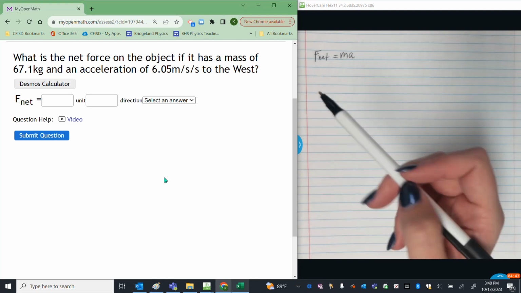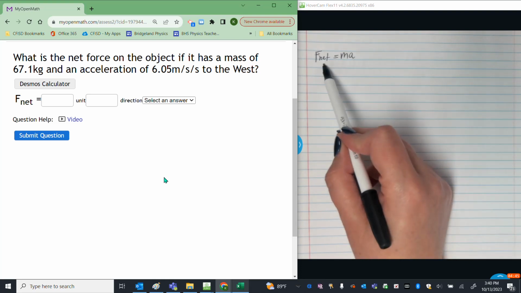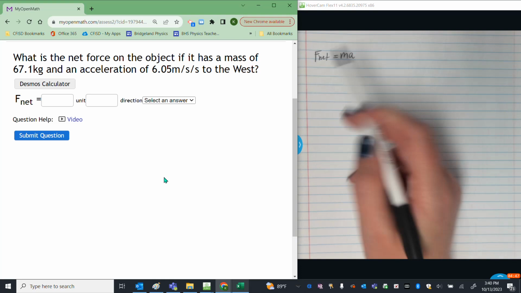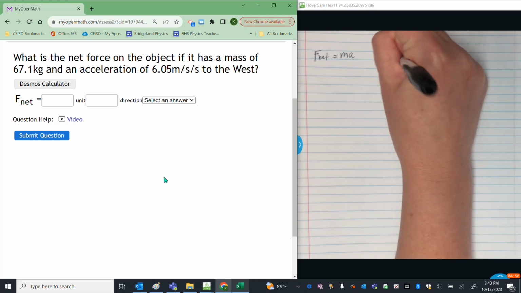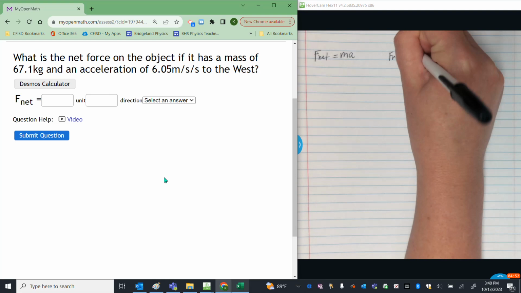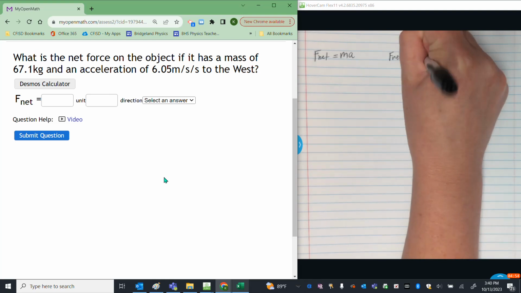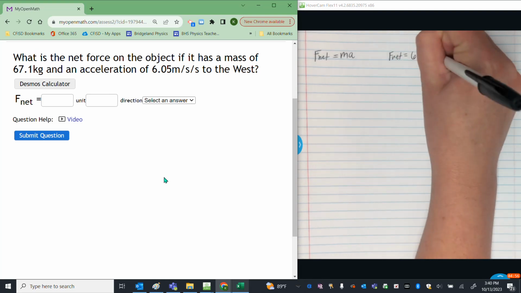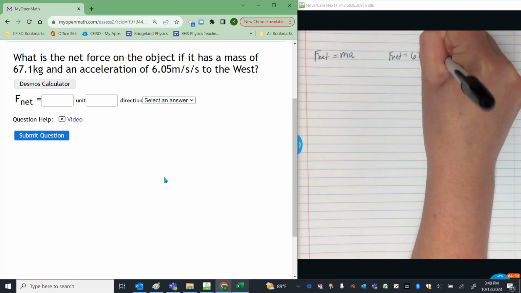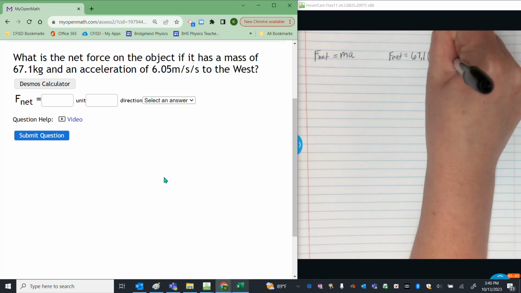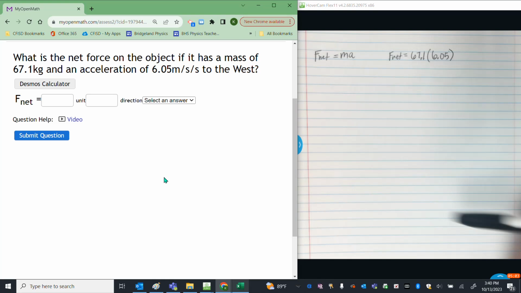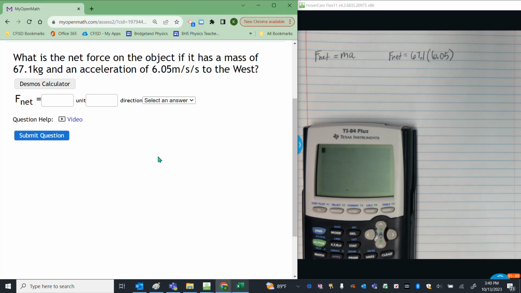Okay, so we have net force equals mass times acceleration. It says what is the net force? We're going to be solving for F net. The mass that is given to us, F net equals, the mass is 67.1 kilograms times the acceleration given to us, 6.05 meters per second. All we have to do is multiply those two values. So let's go ahead and do that.